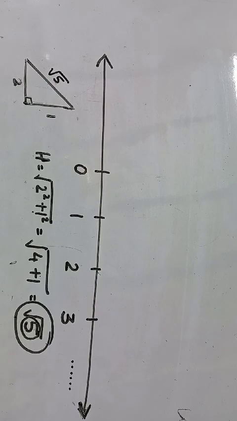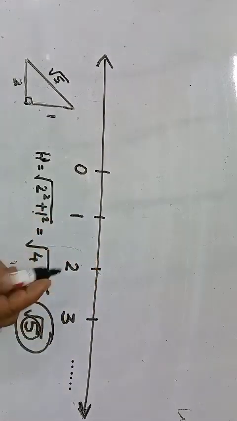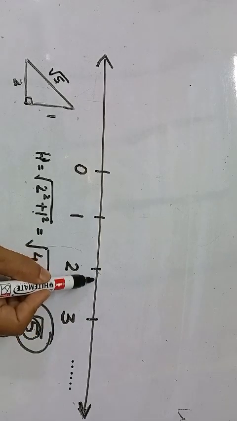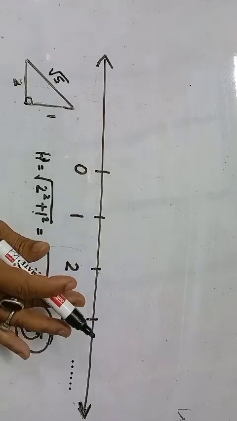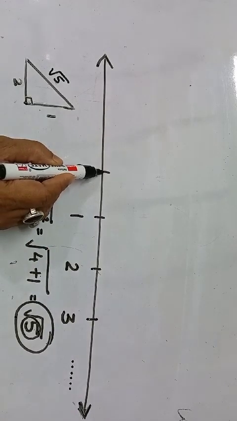Now the big question is, why are we using this particular Pythagoras theorem? Why are we drawing the right angle triangle to do this? The reason is that you cannot really directly plot root 5, because although you know root 5 lies between 2 and 3, closer to the 2 side, the exact number cannot be known as of now.